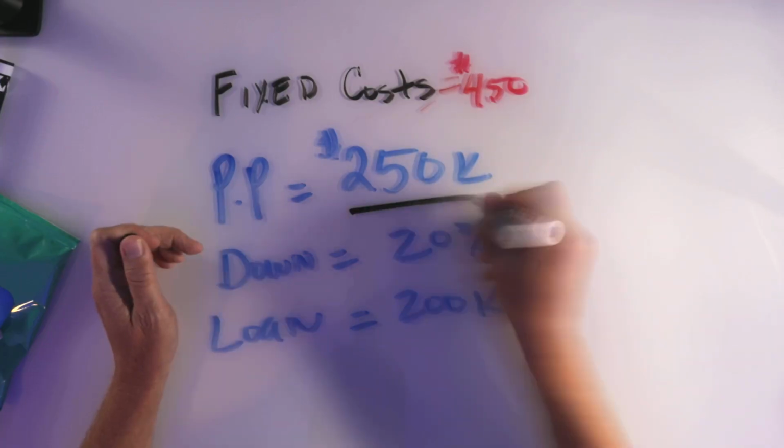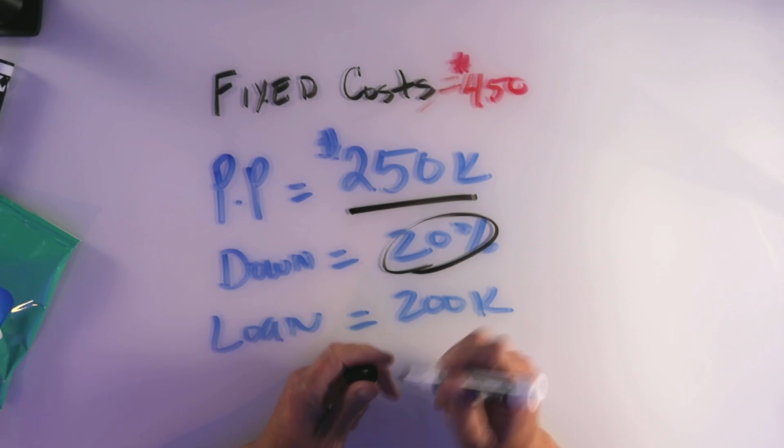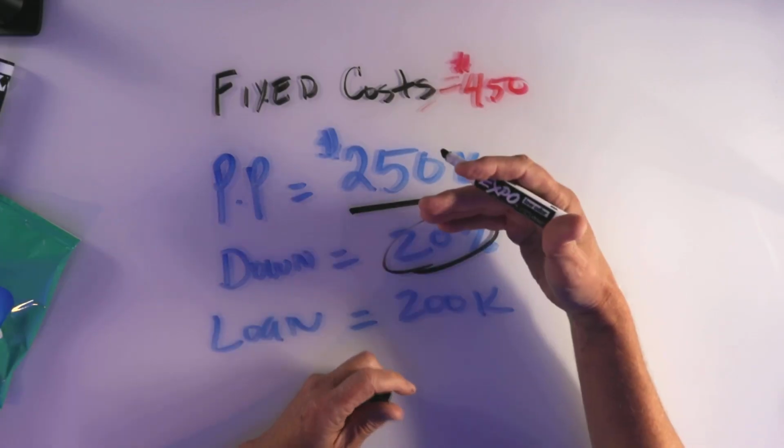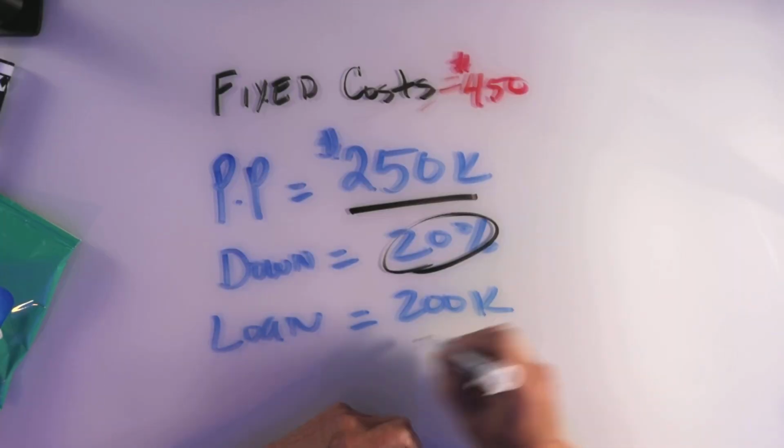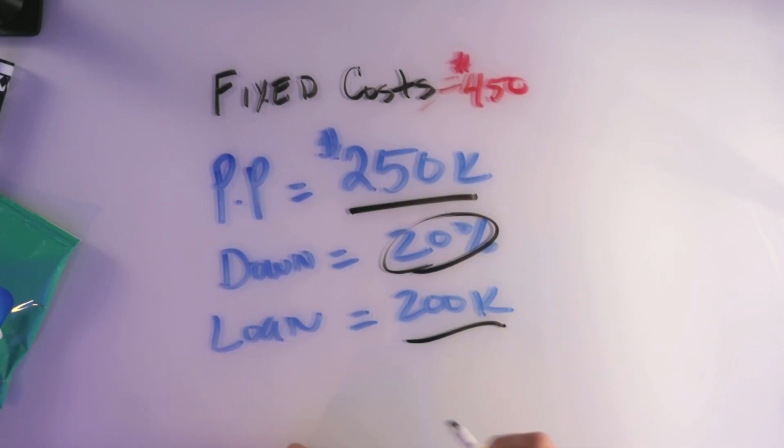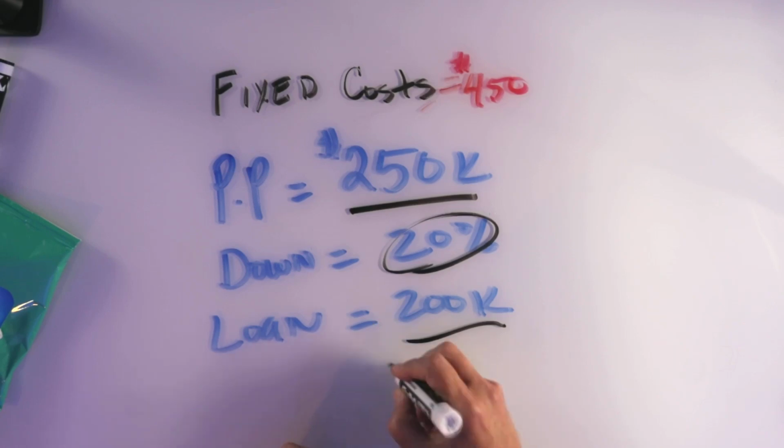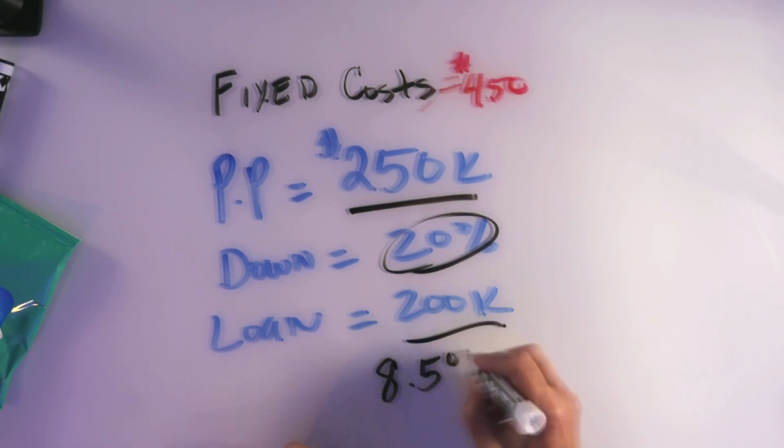Now let's look at an example of a purchase price of $250,000. And we're going to put down 20%, meaning we're going to put down 20% of the $250,000 or $50,000, leaving us a loan example of $200,000. Now we know our fixed costs and we know our loan amount. Now we call around, we find out that currently we could get approved for a fixed rate DSCR at 8.5%.